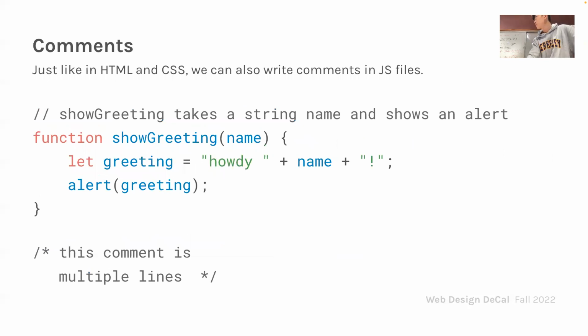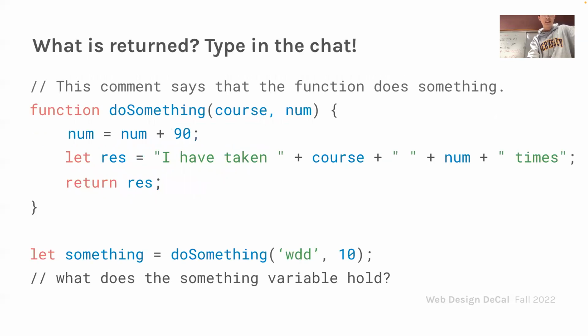Okay, and I already kind of touched on this, but to comment in JavaScript files, you just use 2 forward slashes. If you want to comment over multiple lines, you use /*, whatever you want, and then when you close it, */. That's pretty much it for that.